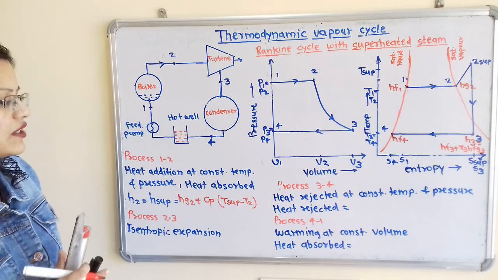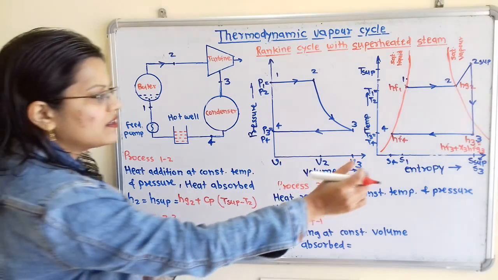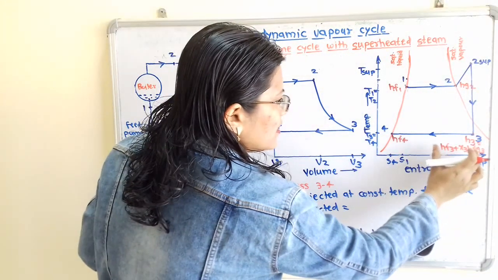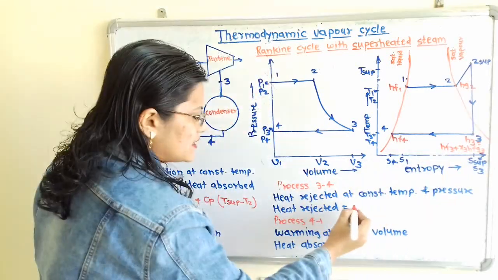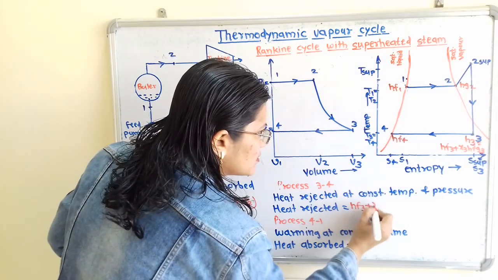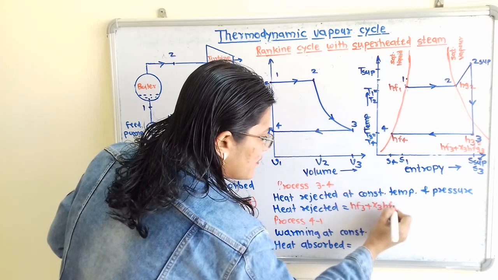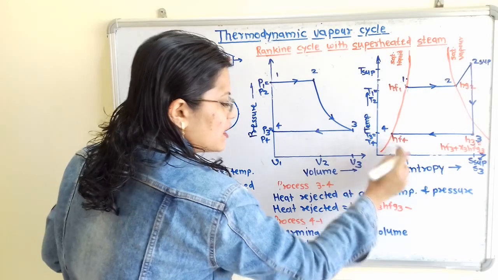Now we have to take the heat rejected. So we will take here this h3, that is hf3 plus x3 hfg3. I will write hf3 plus x3 hfg3 minus, we will take this enthalpy hf4.